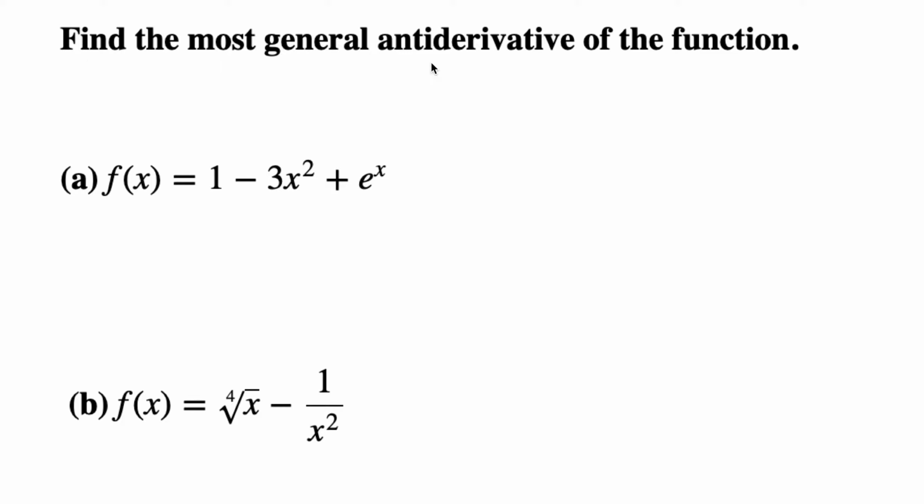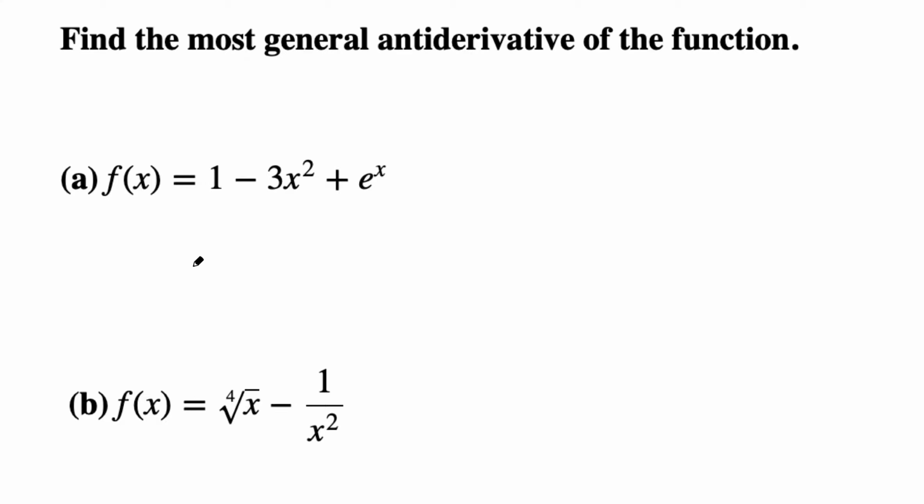Find the most general antiderivative of the function. In part A, our function is 1 minus 3x squared plus e^x. We want to find its antiderivative. We have three terms, so we need to find the antiderivative of each term.